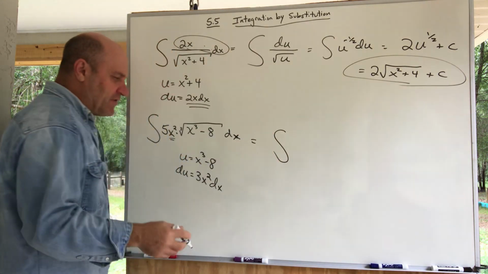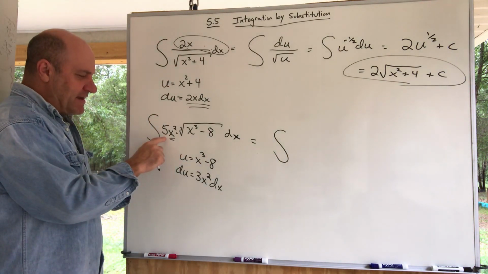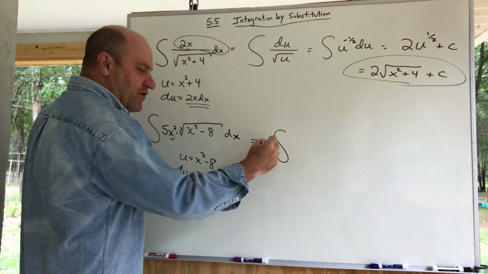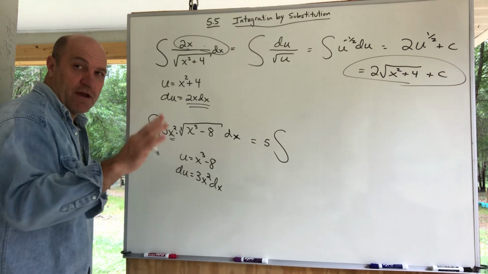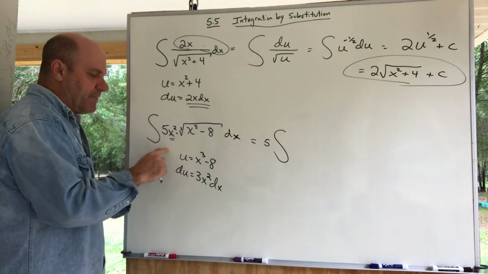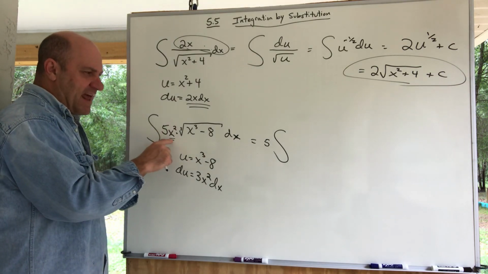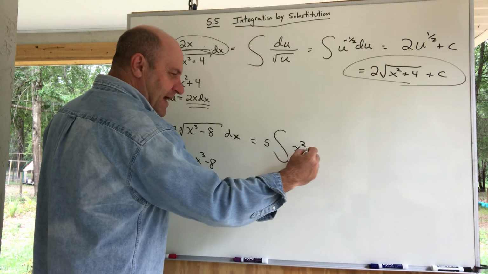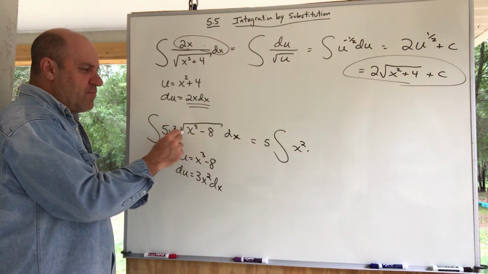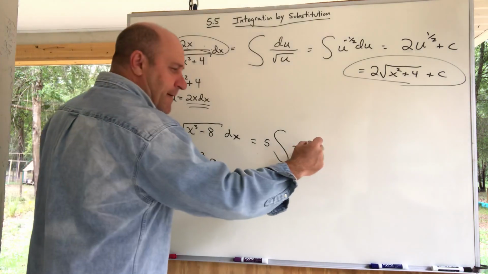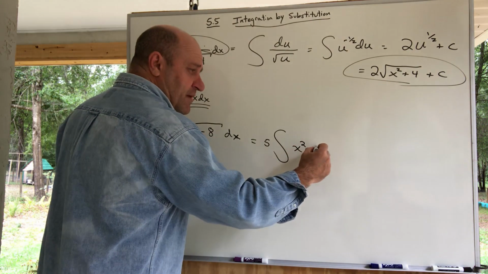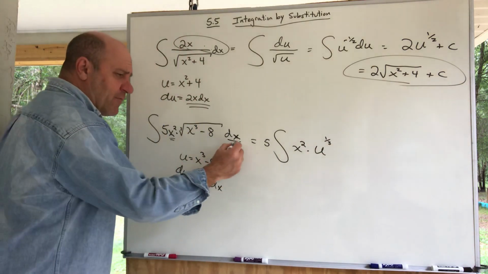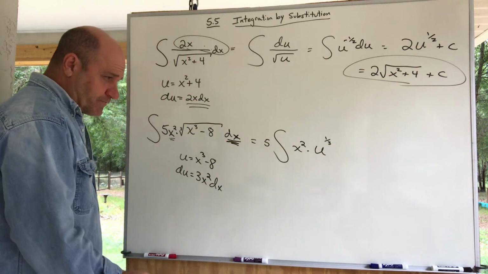When I start to replace this, I take my time. I'm going to move this 5 out front. You're not allowed to bring variables out front, but you're allowed to bring constants out front. So I bring the 5 out front. That x squared I'm just going to leave there temporarily. What's this? This is the cube root of u. A cube root can be written as u to the 1/3. And then I have to replace the dx.